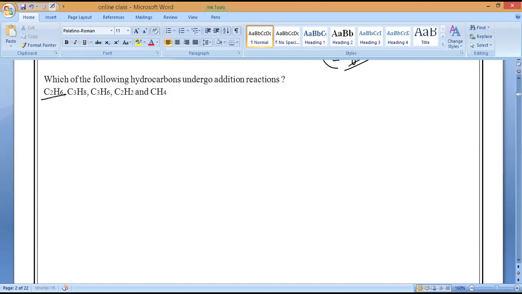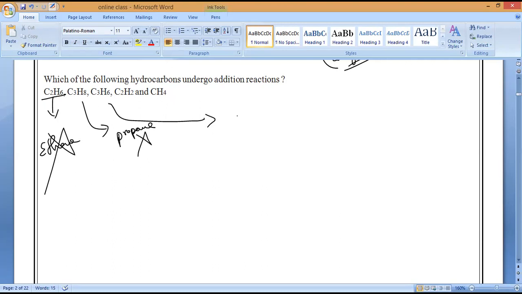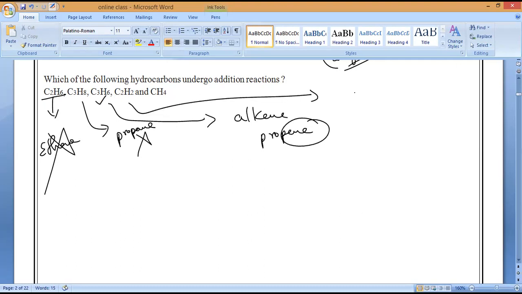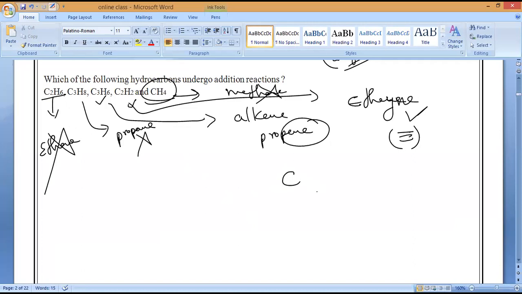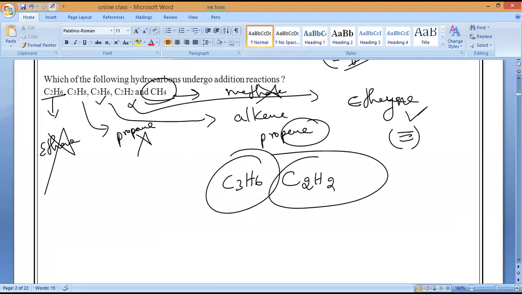You can apply. First one, what is the name of this one? Everybody say. Ethane. Okay, not possible. Next, second one, C3H8. C3H8 is also what? Propane. It is not possible. Next, C3H6. It is what? Alkene family. Propene. So double bond, so it will take place. Next, C2H2. It is also what? Ethyne. Sorry, it is ethyne, so it is a triple bond. It will take place. Next, CH4 is methane, single bond. It will not take place. So the only hydrocarbons which undergo addition reaction are C2H2 and C3H6, propene and ethyne.